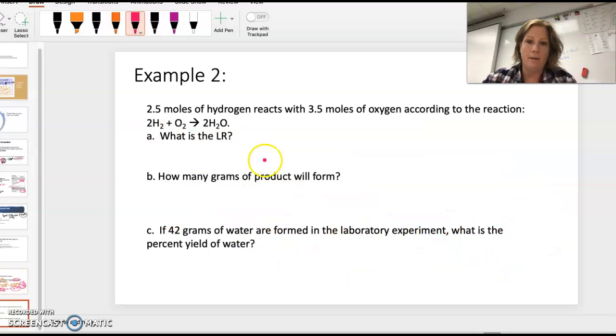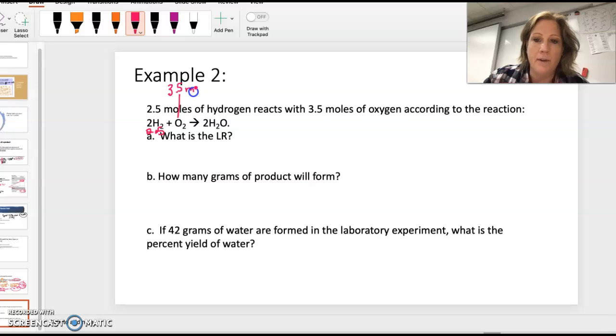Okay, one more problem. This one is a limiting problem too, because I'm telling you that we have 2.5 moles of hydrogen and 3.5 moles of oxygen. So I haven't said that I have an excess of one of them. So that means I need to figure out which one's the limiting, because that will be the one that determines how much product I can make.